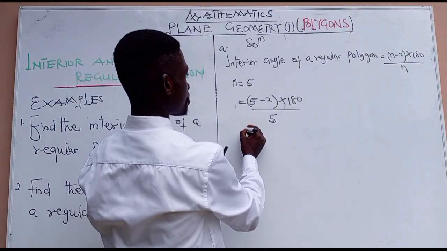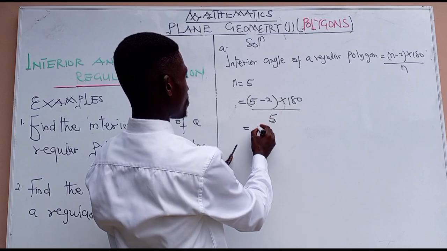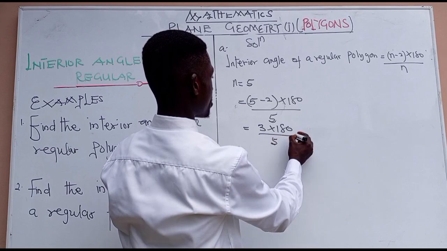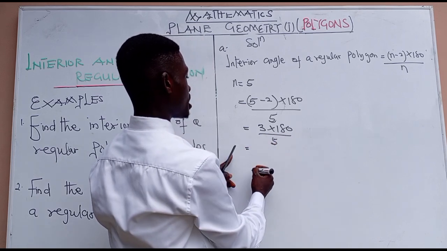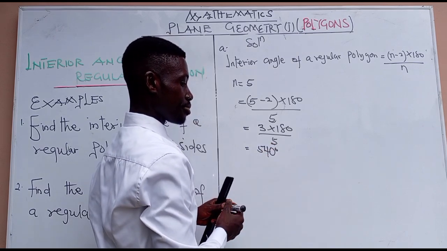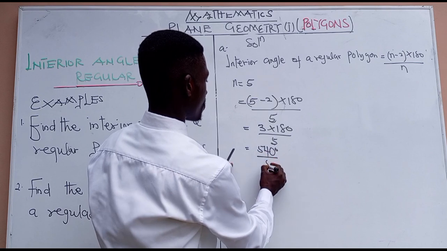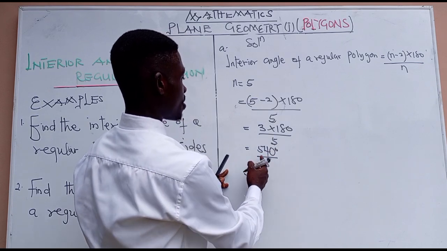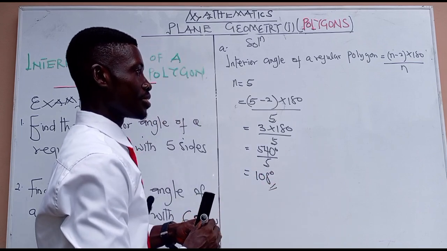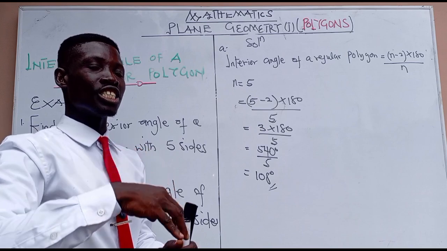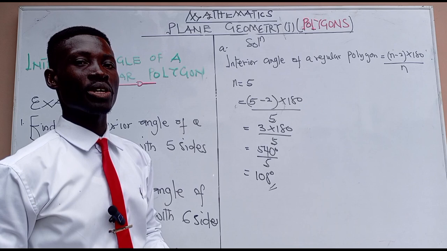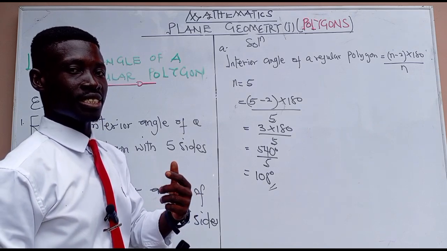So we have 5 minus 2, we have 3 times 180 divided by 5. And we know that 3 times 180 will give us 540 degrees. And then divided by 5. So you can see that 540 divided by 5 is 108 degrees. So each individual angle within the pentagon, the 5-sided figure, is what? 108 degrees. Very, very simple.